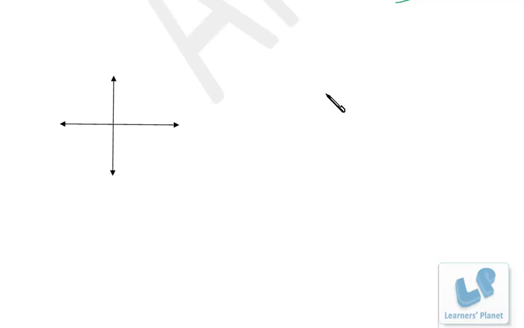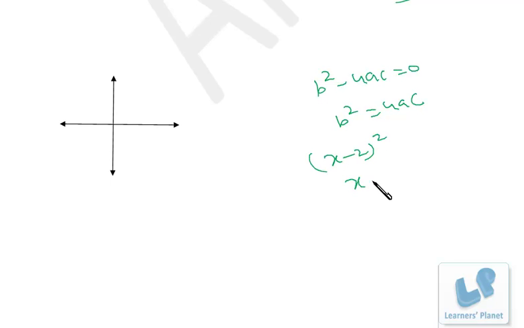Next pattern is when both the roots are equal. That means b square minus 4ac is equal to 0. That means b square is equal to 4ac. Both the roots are equal. Suppose I have (x minus 2) whole square. So what's that? x minus 2 is 0. That means 2 is the only value that will satisfy this equation. When you put x is equal to 2, this expression will be 0, right? So this will be like this. The parabola will touch the x-axis, right?